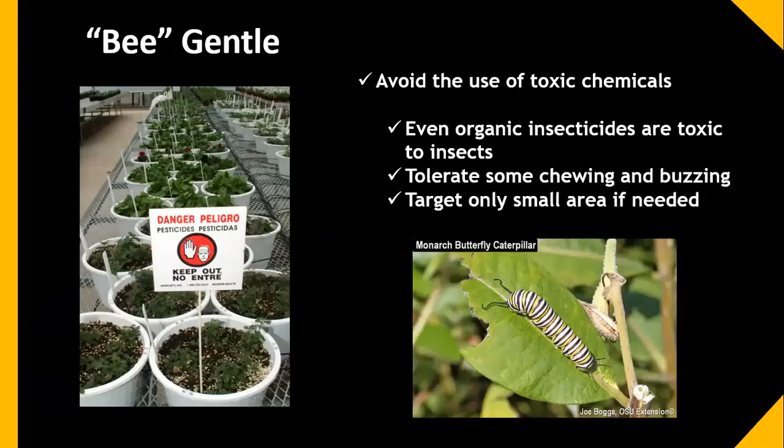Which leads us to the last one, right? We don't want to harm an insect. The last one would be gentle. And this goes back to the use of pesticides being one of the reasons for pollinators having a problem in the first place right now. So you want to avoid the use of toxic chemicals. And that seems like an obvious one, right?